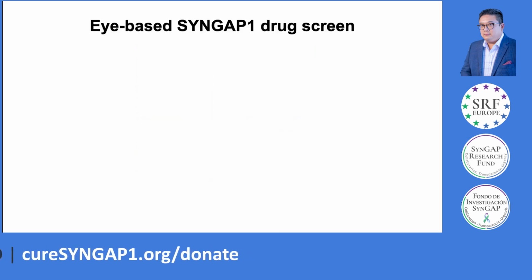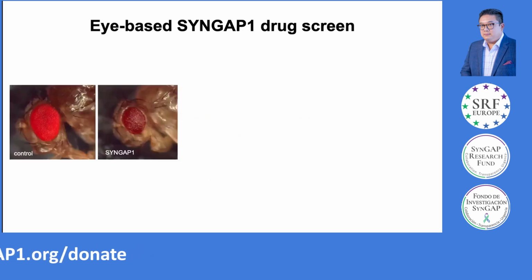So last year I told you about this eye-based Syngap 1 drug screen that we generated, and the beauty of having flies is that we can generate a model like this where we eliminate Syngap function in the fly eye, and it gives you this really gnarly phenotype on the right compared to the control healthy eye on the left. And this is the basis of our screen.